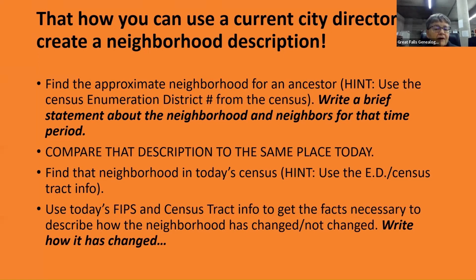You're going to be able to find the approximate neighborhood for an ancestor. You can also use the census ED number from the census if you've got it. That's up there in that right-hand corner. You can write a brief statement about the neighborhood and neighbors for that time. Compare that to the same place today. Use today's FIPS and census tract info to get the facts necessary and write how it's changed. Doesn't have to be long. It can be a very, very brief statement, or maybe as you get a little more familiar with what the FIPS gives you, you'll be able to include more because it talks about all the people in that neighborhood.